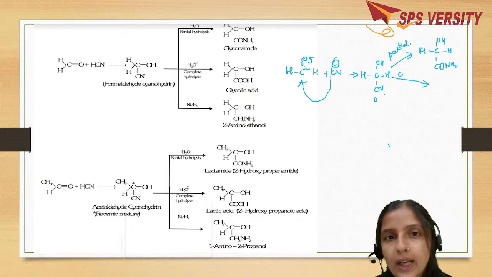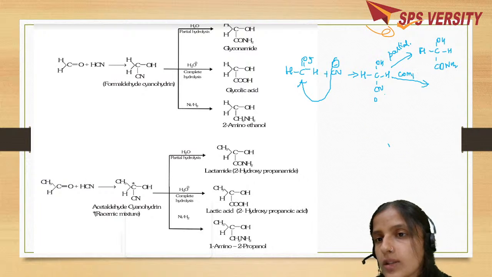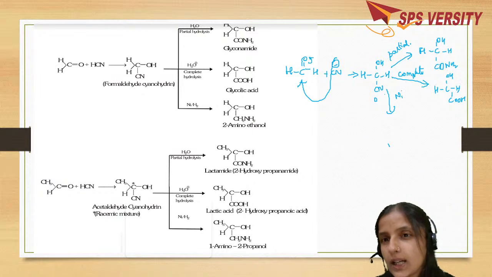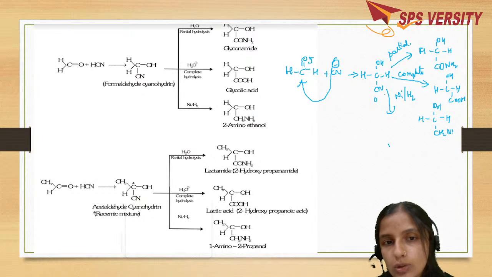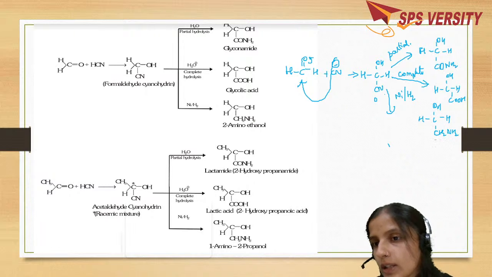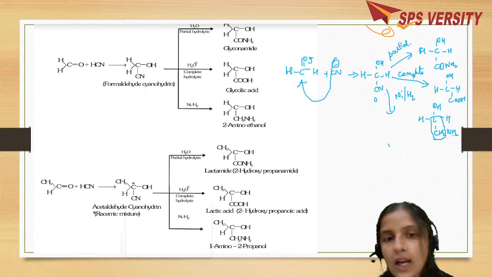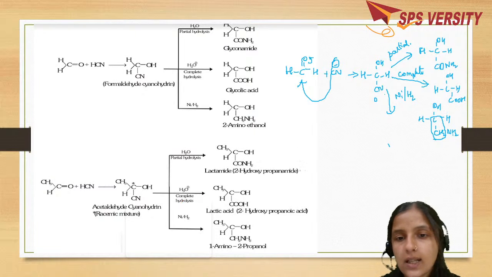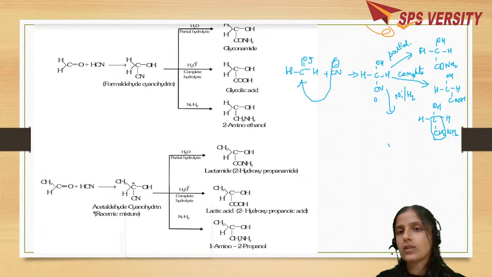Then you would do the complete hydrolysis. This is called glycolamide. Then with complete hydrolysis, this gets converted to COH, H, then COOH. This is called glycolic acid. Then if you treat it with nickel in the presence of hydrogen, then HCOH, H, and you are going to get CH2, NH2. So this is ethanol, there are two carbon atoms, so this is ethanol and an amine group. So 2-aminoethanol.